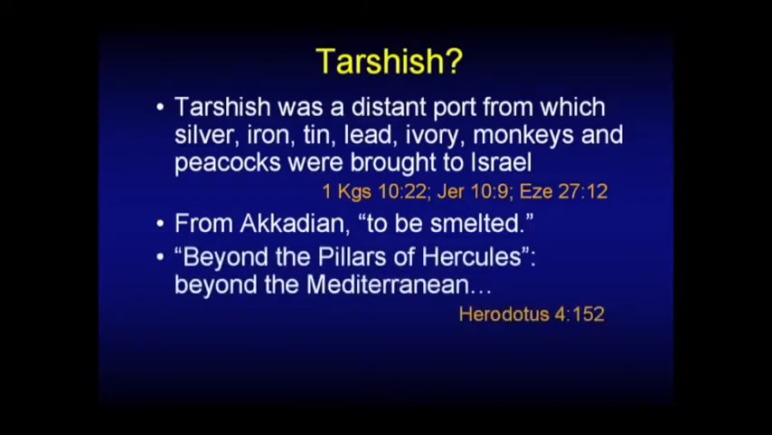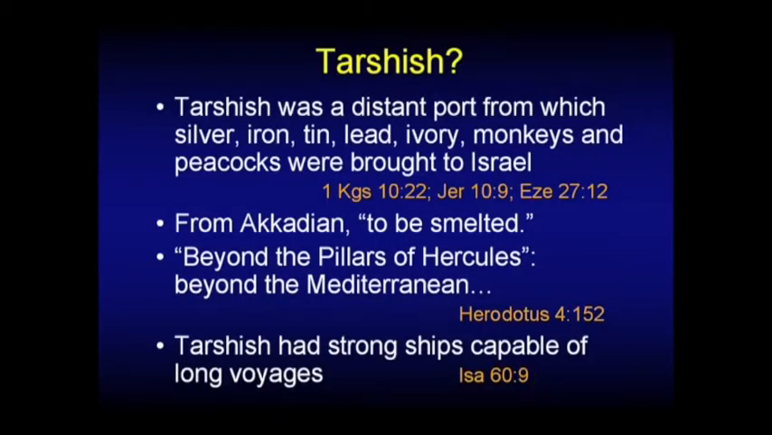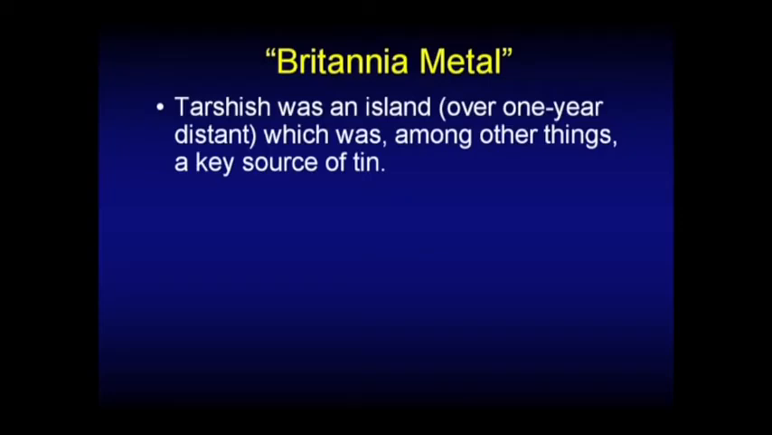We know from Herodotus, chapter 4, he wrote in the 5th century BC, that Tarshish was beyond the Pillars of Hercules. That means it's beyond the Pillars of Hercules. If you go from the Atlantic to the Mediterranean, by Gibraltar there, you pass through what's called the Pillars of Hercules. Anybody who's been navigating that would know the term. Anyway, Herodotus says Tarshish is outside the Mediterranean. Okay? We know that Tarshish had strong ships capable of long voyages from Isaiah 60 verse 9, plus what we just read in Chronicles. A year and a half voyage in a ship means it's no fly-by-night ship. It's a rugged thing. There's a term called Britannia metal. Tarshish was an island about a year and a half away, which was, among other things, a key source of tin.